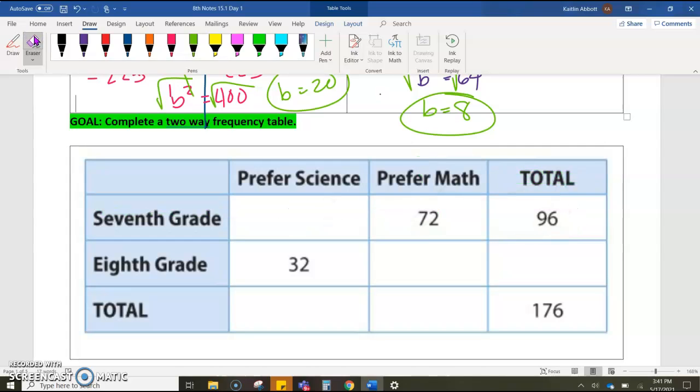There's empty things here. So if you've ever played Sudoku, completing a two-way frequency table is kind of like a puzzle. Sudoku is kind of like a puzzle. So we've got to put the pieces together. So I can't all of a sudden get the total for kids who prefer science because I don't know how many 7th graders prefer science. So don't get stuck.